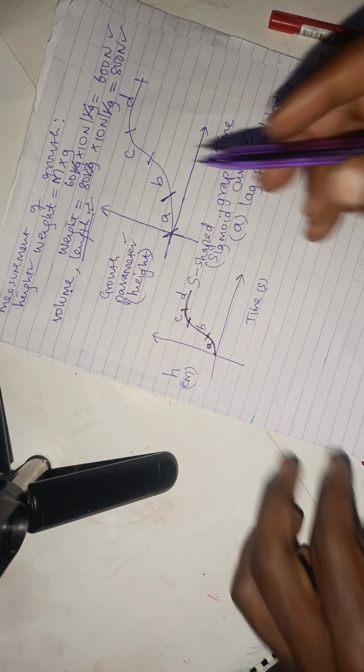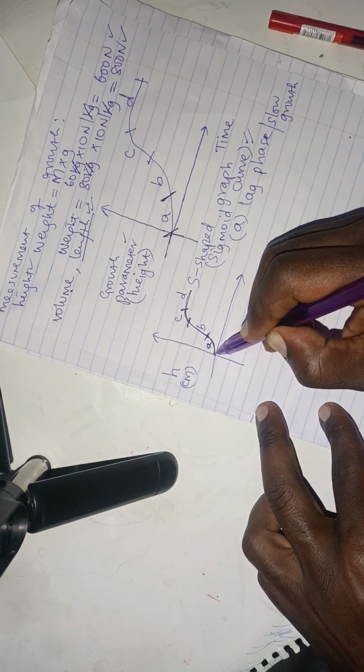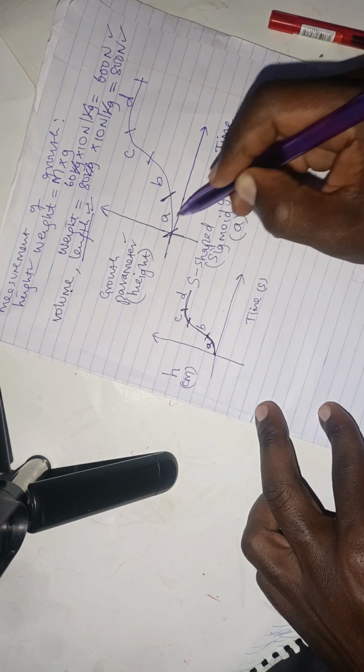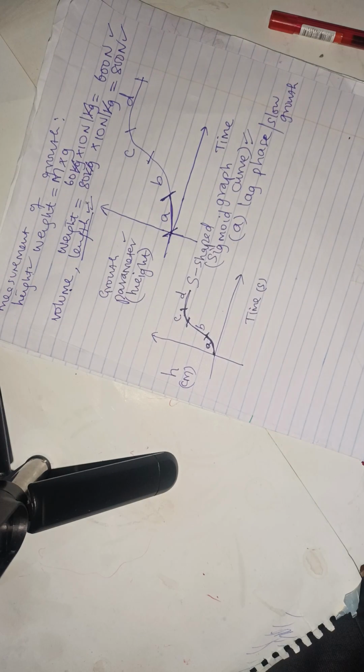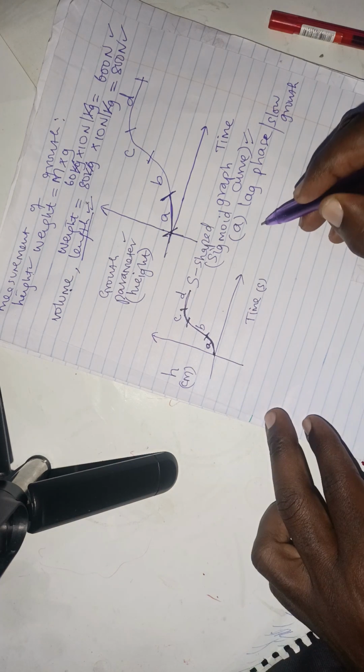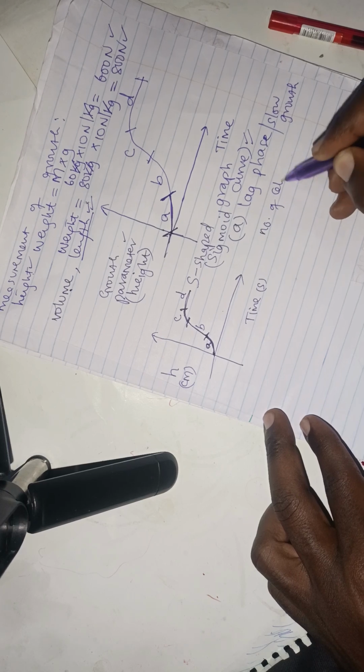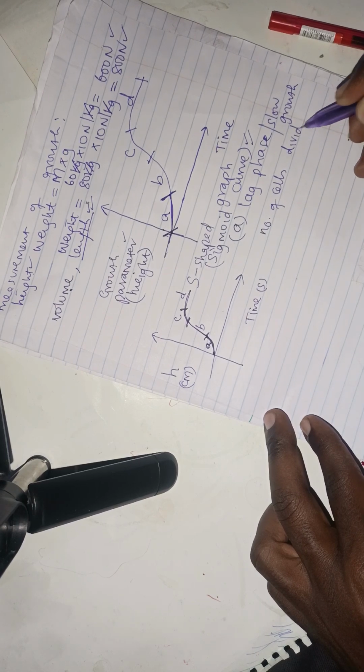Why is growth slow? Because if you look, the curve tends to slightly increase. That slight increase in the graph tells you that the growth experienced here is very slow. Why would the growth be of a slow rate? Why do we end up having a slow growth rate at this point? It is because, one, the number of cells dividing at this point are very few.